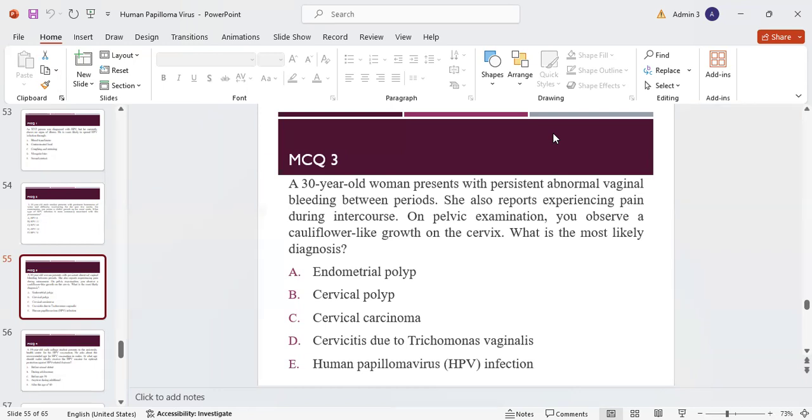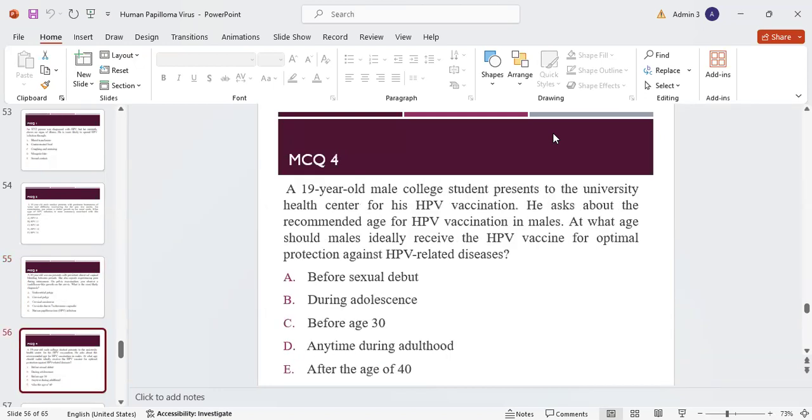Option A, endometrial polyps. Option B, cervical polyps. Option C, cervical cancer. Option D, cervicitis due to Trichomonas vaginalis. Option E, human papillomavirus infection. Option C is the answer, cervical cancer.